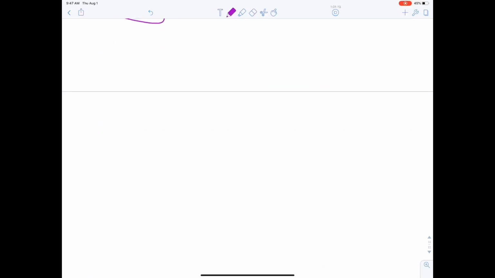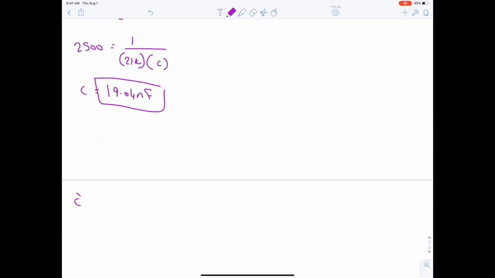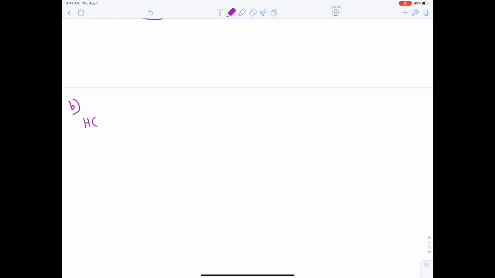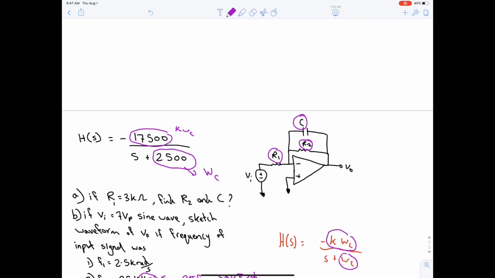Now, this part can be solved using the, is it part B? Yes. Using the calculator, because you have numbers. So the only thing that you have to do is plug in the transfer function into the calculator. Our transfer function is, first we have to put it in, jw plus 2500, correct? This is our transfer function.